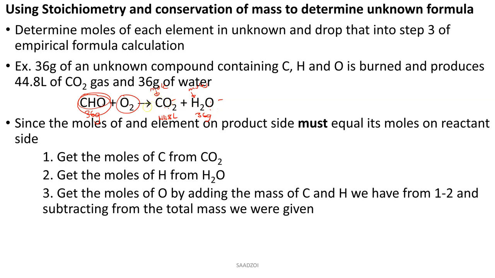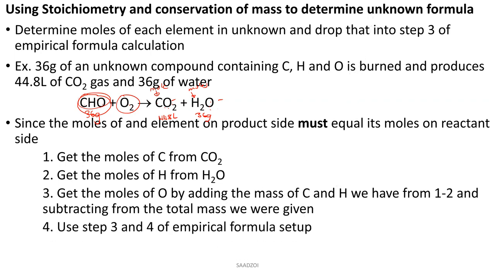The better route would be if you know your grams of carbon, you know your grams of hydrogen, and you know your total mass of the sample, I could take 36 minus those two masses, and what's left is going to be the oxygen. So that's the fastest way. The other ways you could do would just be more time consuming. I'm going to show you how to do that. And then you do step 3 and 4, the empirical formula setup we saw a minute ago, and then we could solve for it.